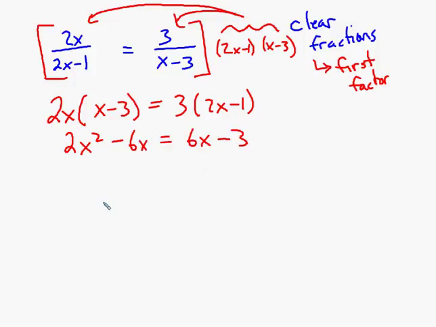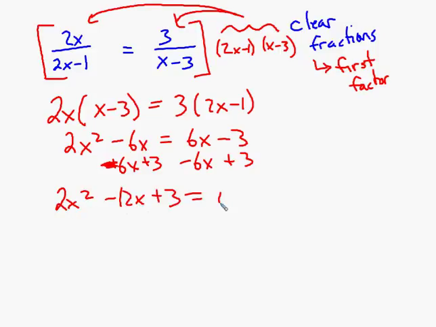And then what do you think we do? Subtract, like, get it on one side. Yeah, get everything to one side. That should be a minus. So at the left, I have 2x squared minus 12x plus 3 equals 0.